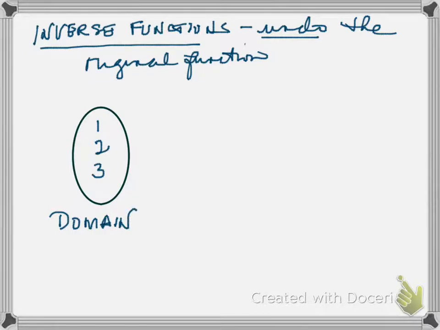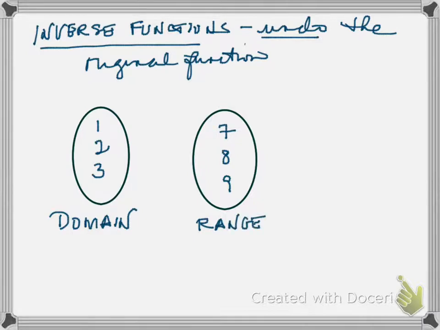And in our second set over here, our set of outputs, we're going to make 7, 8, and 9. And we're going to call this our range. And remember, we're going to talk about a function. So we're going to map our input values to our output values. This is our function. When we have an inverse function, we reverse this. This would be the equivalent of drawing the arrows in the opposite direction.